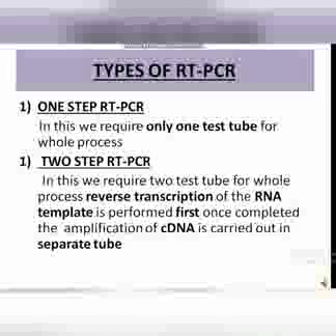Types of RT-PCR. There are two types of RT-PCR. First is one-step RT-PCR and the second is two-step RT-PCR. In one-step RT-PCR, we require only one test tube for the whole process, while in two-step RT-PCR, we require two test tubes for the whole process. Reverse transcription of the RNA template is performed first, and the amplification of cDNA is carried out in a separate tube.